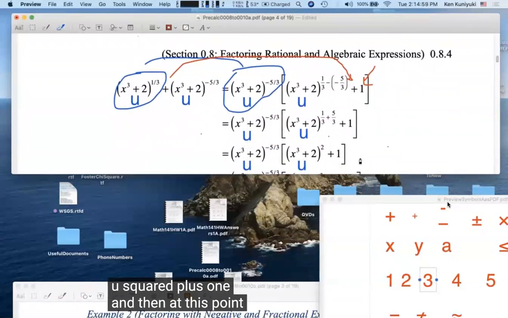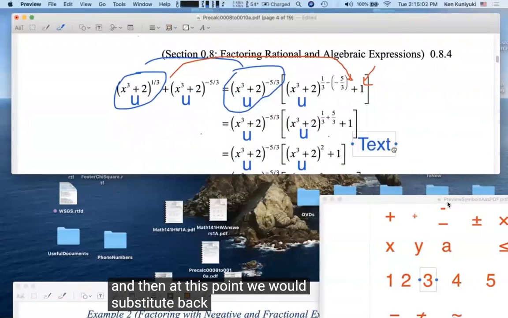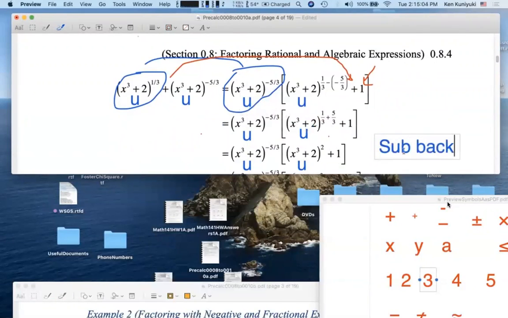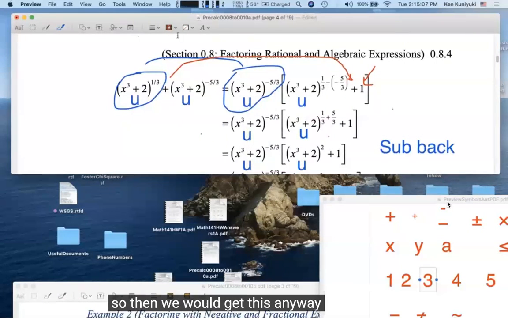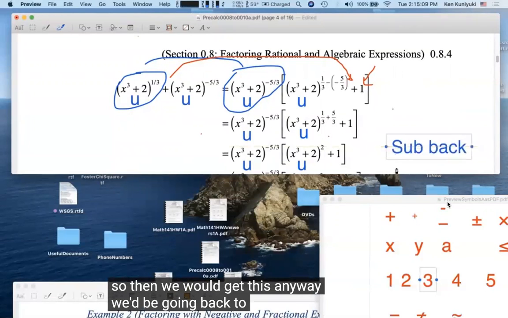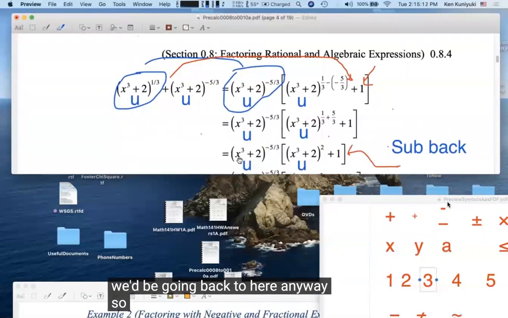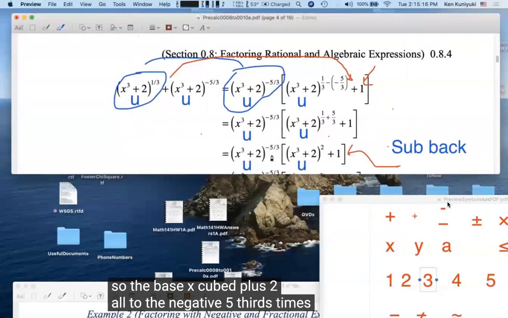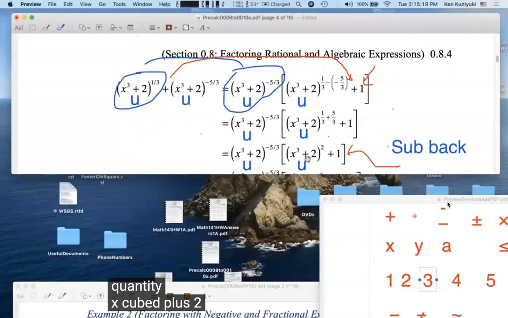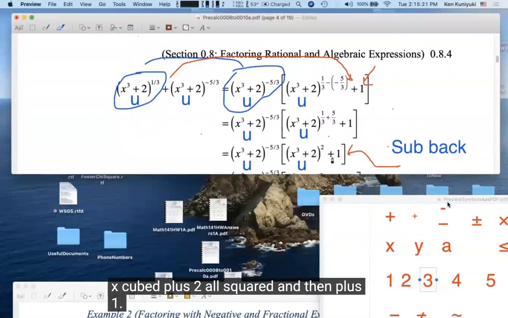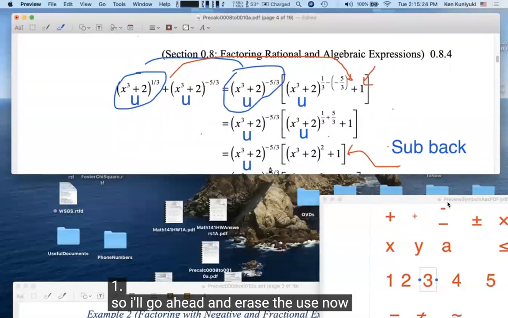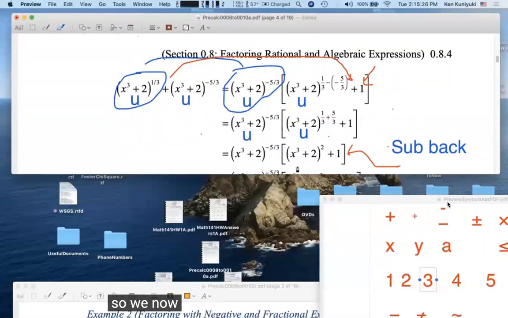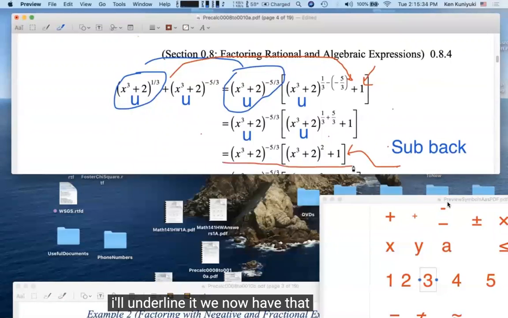And then at this point, we would substitute back. So then we would get this anyway. We'd be going back to here anyway. So the base, x cubed plus 2, all to the negative 5/3, times the quantity, x cubed plus 2, all squared, and then plus 1. So we'll go ahead and erase the u's now. So we now have this. I'll underline it. We now have that.